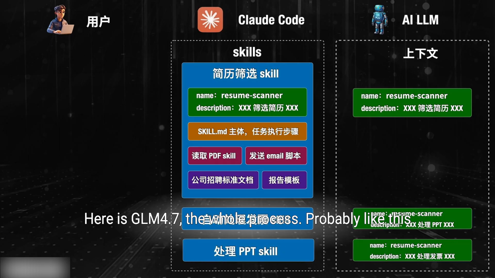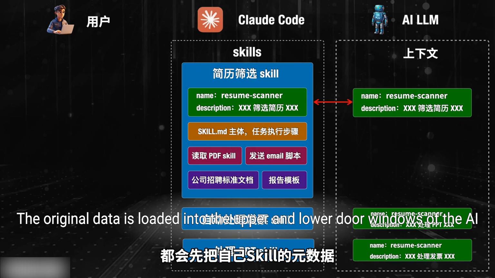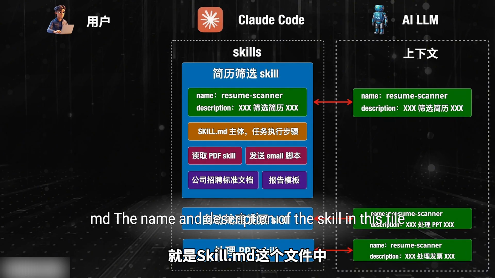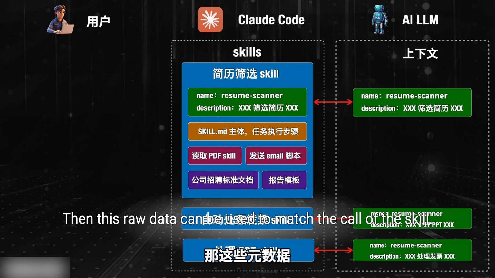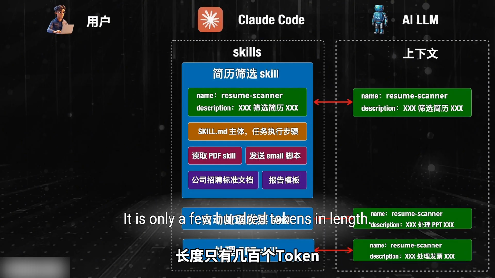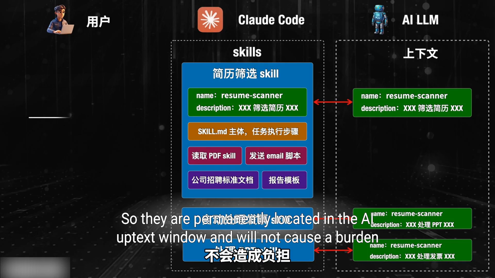The whole process is probably like this. When Claude Code starts, it will first load the metadata of all agent skills into the context window of the AI. This metadata is what we introduced before, that is the name and description of the skill in the SKILL.md file. This metadata can be used to match the call of the skill. And the metadata is usually very short, only a few hundred tokens in length, so it permanently sits in the AI context window and will not cause a burden.